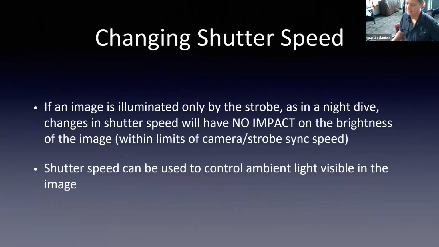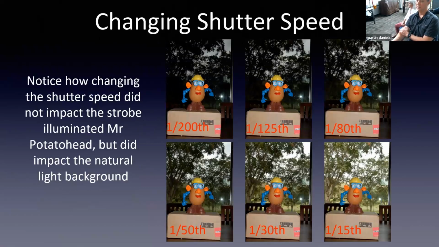So shutter speeds, if you have a photo that's illuminated only by a strobe, an extreme example would be a night dive, or a lot of your macro shots are only illuminated by a strobe. Messing with your shutter speed is not really going to change that as long as you stay within the sync limits of your camera, okay? The best use of shutter speed is using it to control the ambient light visible in your image, okay? So here again, everything constant, only changing the shutter speed.